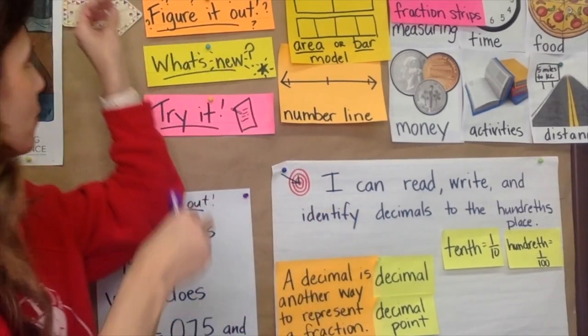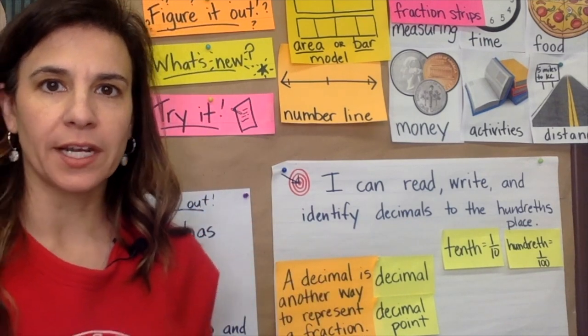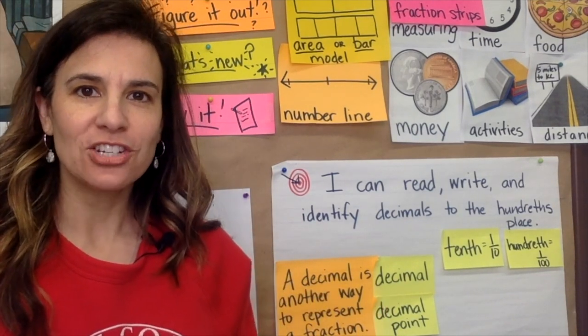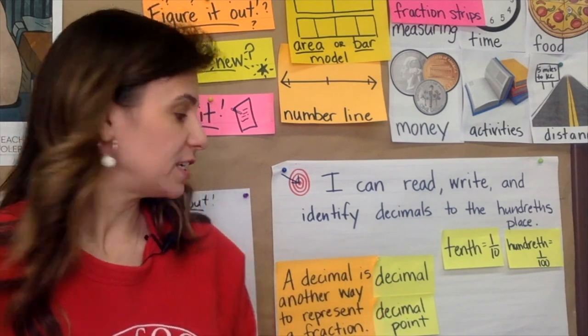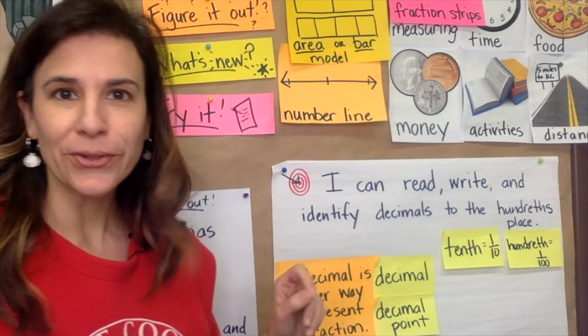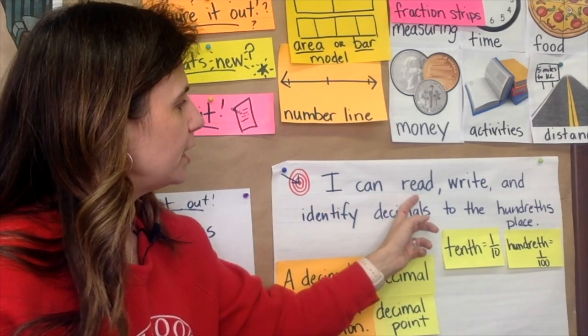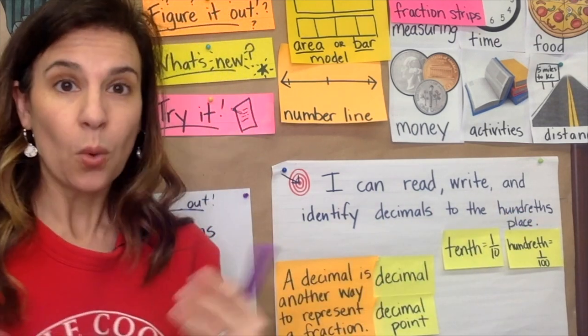And it is time for What's New Today. And we know we've entered a new phase of our work together where we're taking fractions and decimals and thinking about how they're the same and how a decimal is just another way to represent a fraction. We learned that last week. Here's our learning target for today. I can read, write, and identify decimals to the hundredths place. Well, let's break that down.